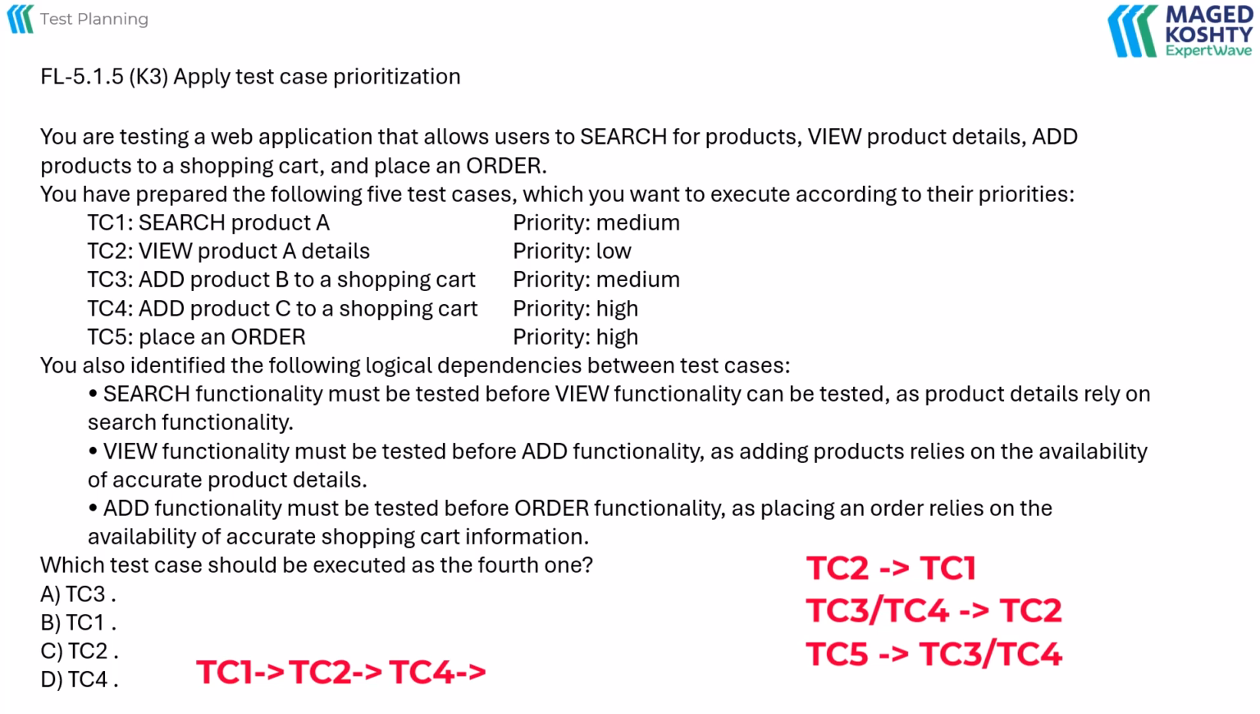Now we have to choose between test case 3, add, and test case 5, order. If we choose order first, then we have to call add, test case 3, and then order again. That's a waste of time and effort. So the best sequence is to call the second add, test case 3, then order, test case 5, which makes test case 3 the fourth test case. Option A is the right answer.